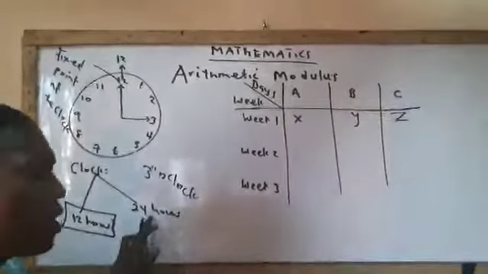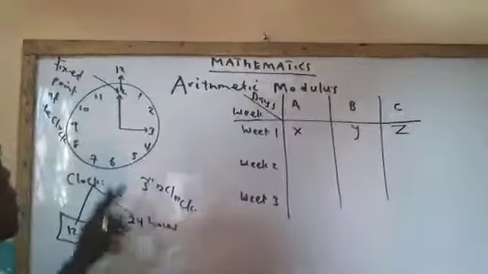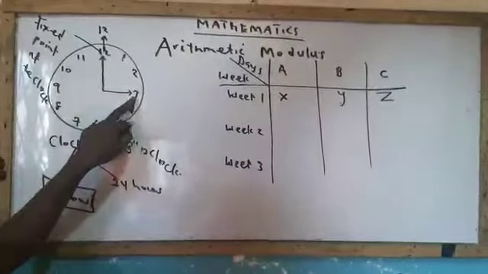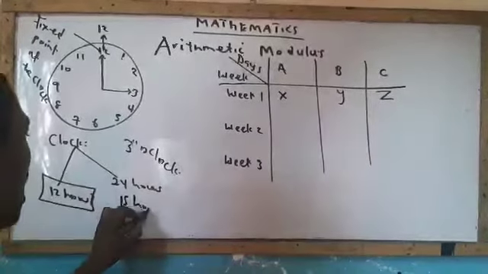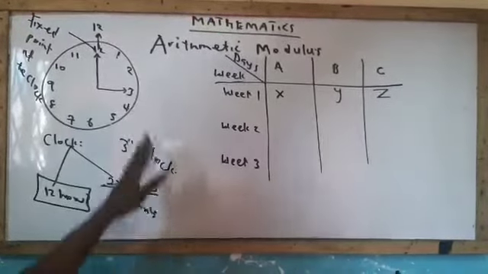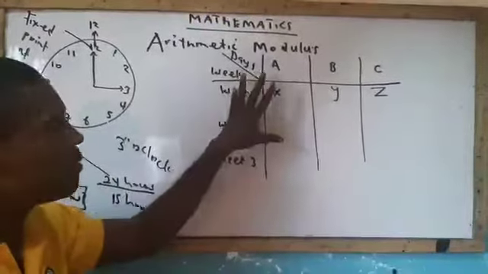Now, if I should view it in terms of 24 hours, the clock is going to be 12, 13, 14, 15. It's going to be what? 15 hours in terms of what? 24. Now, let's look at another one again.